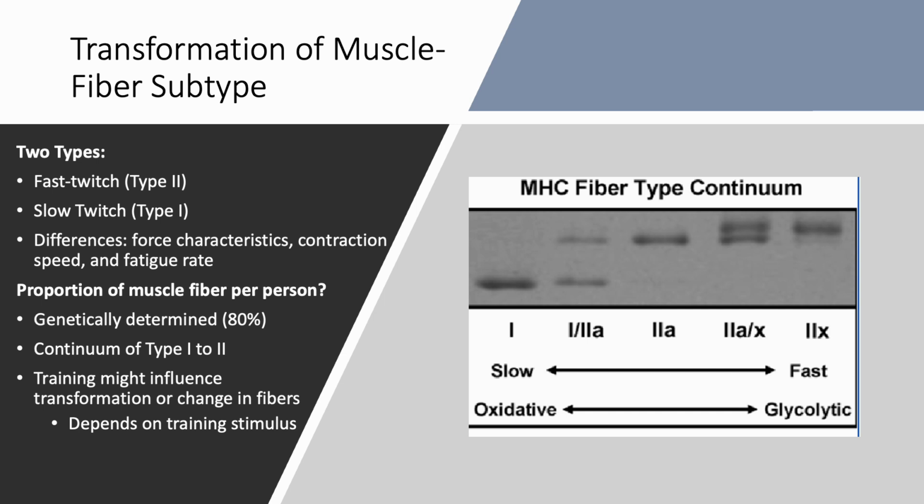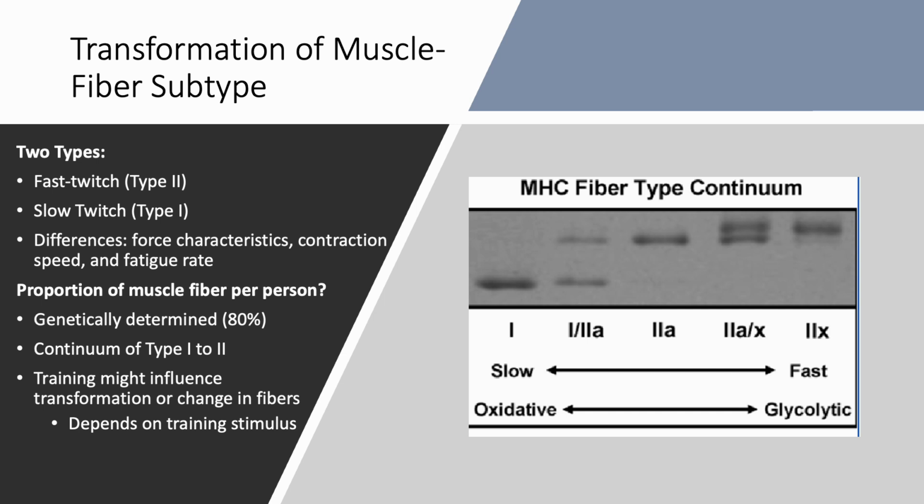As we move from slow and oxidative to the right side, we go from type 1 to a continuation of type 1/2A, 2A, and then ultimately 2AX, and finally 2X. So we have type 1, which is very slow, highly oxidative, aerobic, low force production, low velocity contractions, but very resistant to fatigue. On the opposite end, type 2X, think of this as your Superman hero fibers. They are incredibly fast.